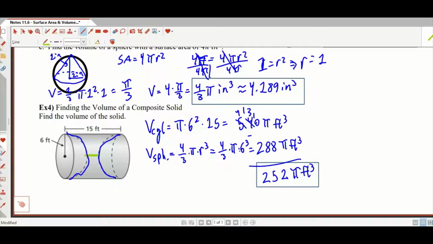Anyway, I do have the surface area and volume of spheres for you. If you have any questions, please send a message to your instructor.